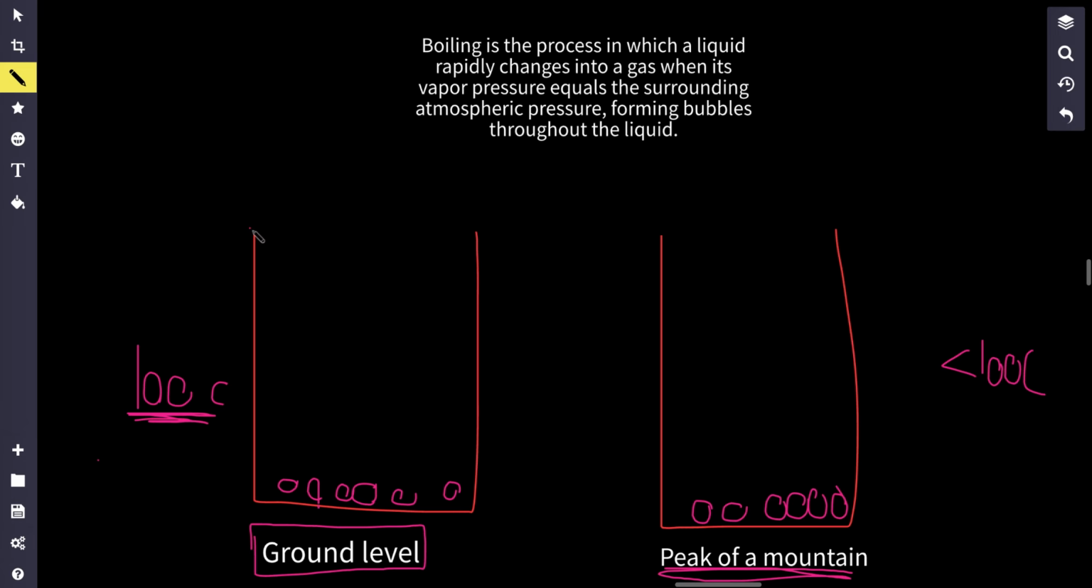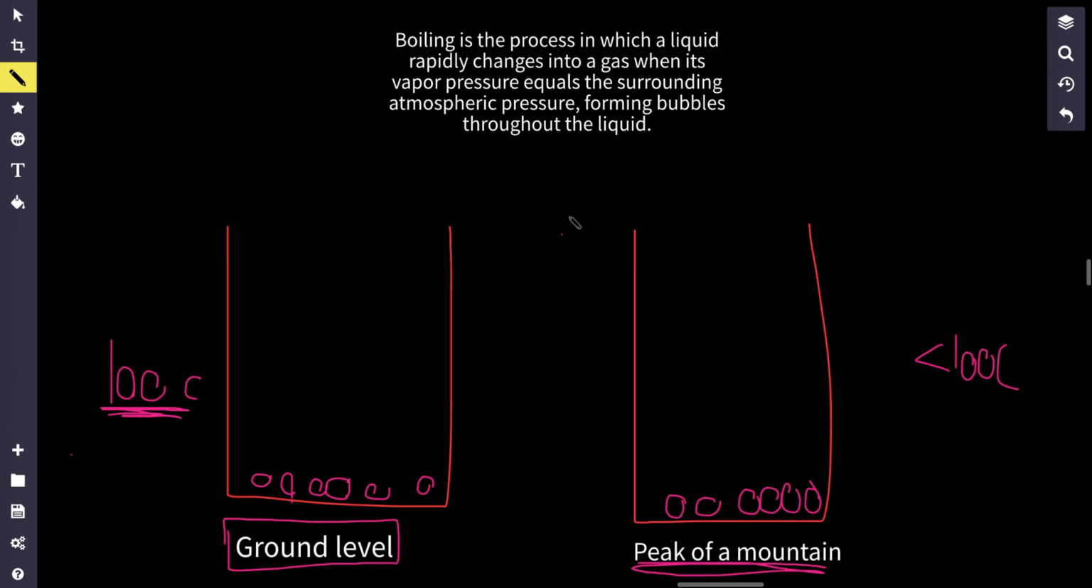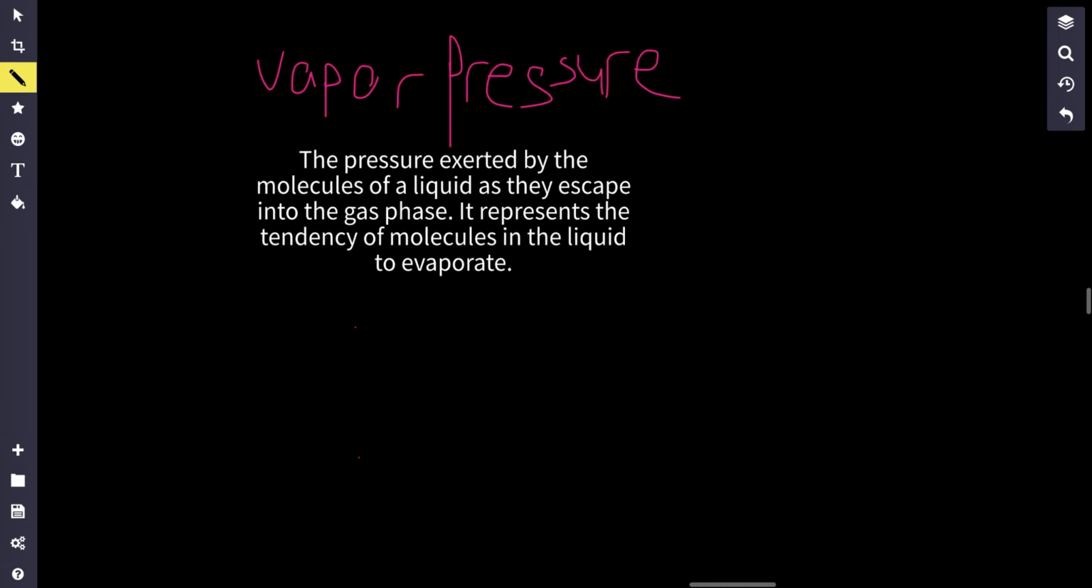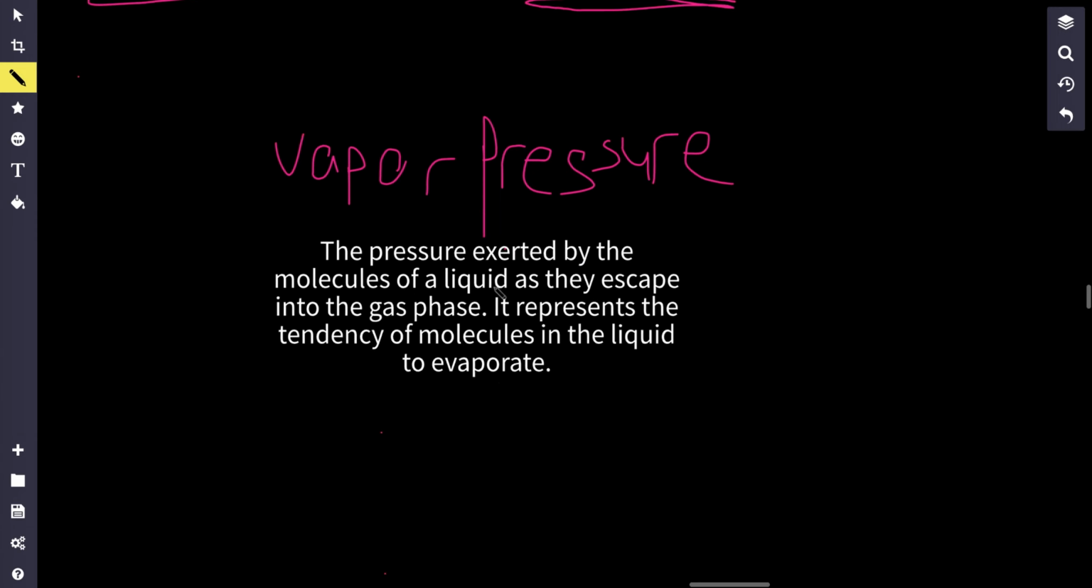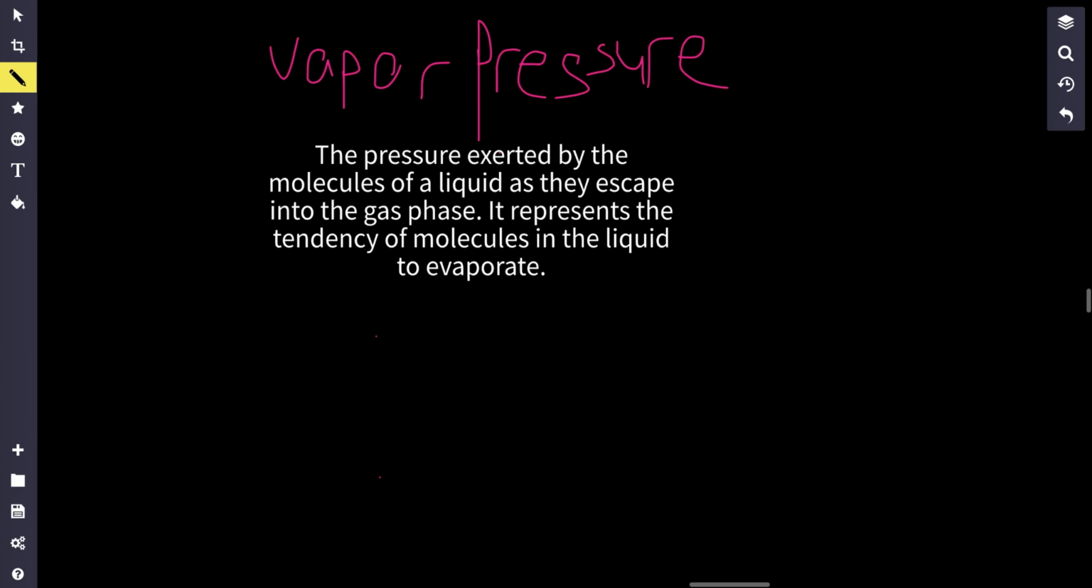So just to simplify things here, I have two containers, and they're filled with the same amount of water molecules. Before we start talking about this, we actually have to talk about what boiling even is. And before we talk about what boiling even is, we have to know about something called vapor pressure. Vapor pressure is the pressure exerted by the molecules of a liquid as they escape into the gas phase, and represents the tendency of molecules in the liquid to evaporate.